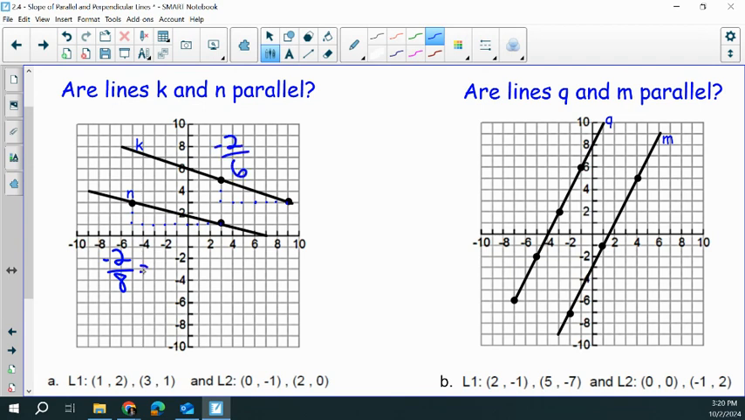You want to simplify these just to make sure that it's not the same number. Negative 2 over 8 simplifies to negative 1 over 4. Negative 2 over 6 simplifies to negative 1 over 3. So those are not parallel because it's not the same slope.